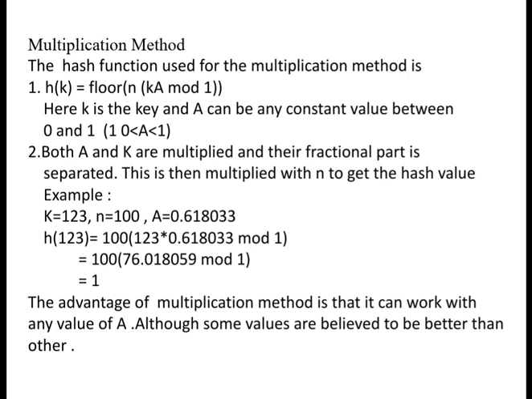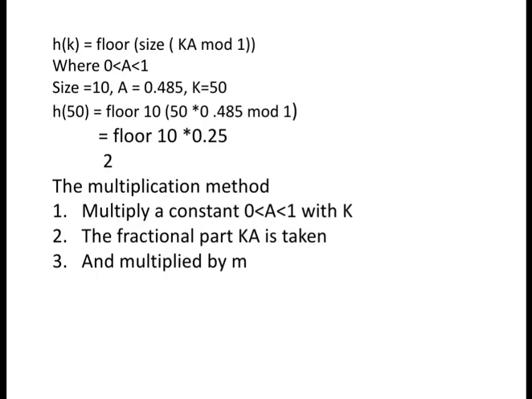The advantage of the multiplication method is that it can work with any value of a, although some values are believed to be better than others. One more example, h(k) = floor(size(ka mod 1)), where a varies from 0 to 1. Size is 10, a = 0.485, k = 50. This multiplication method hashing function gives rise to a hash value, that is address 2.